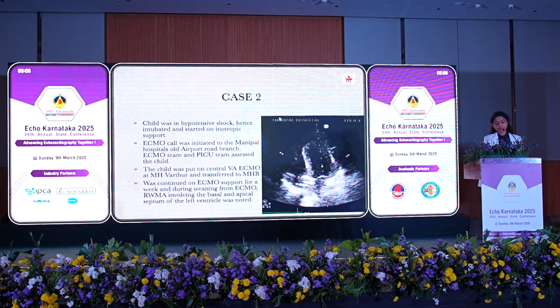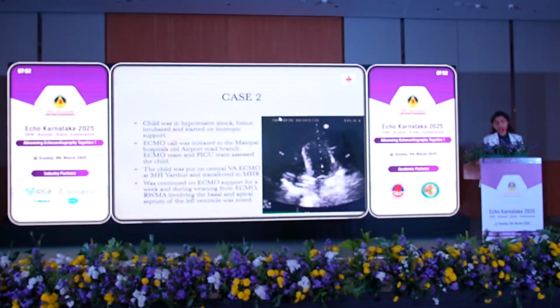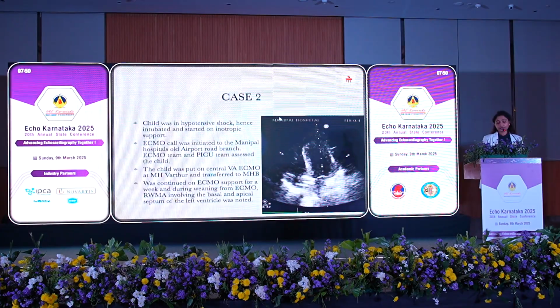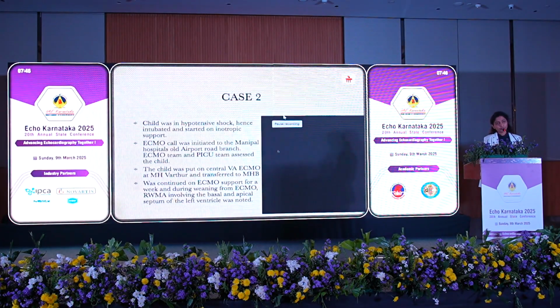And since the child was in hypotensive shock, the ECMO team rushed to Manipal Varthur branch. She was put on ECMO there within 4 hours of hospital admission and retrieved to Old Airport Road branch. And she continued to be on ECMO support for almost 6 to 7 days. And then when weaning was started, this is where the echo made a lot of difference for us. We saw regional wall motion abnormality. As I said, these are all bedside portable machine echoes.